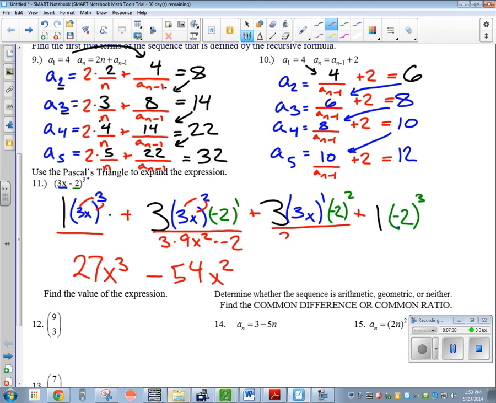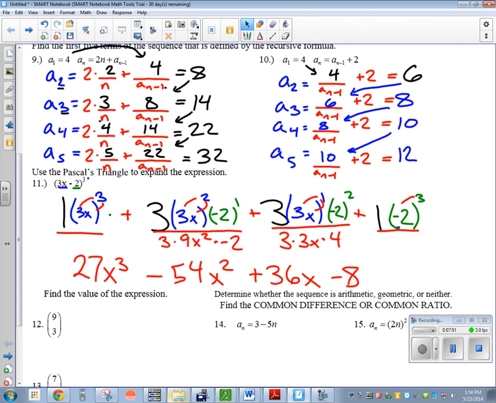Next set, I've got 3 times 3x times negative 2 squared, which would be a positive 4. So I'm taking 3 times 4. So 3 times 3 is 9. 9 times 4 is 36. My last one, I'm taking negative 2 and I'm cubing it. That would be negative 8. So the answer to that one is that whole part right there: 27x cubed minus 54x squared plus 36x minus 8.